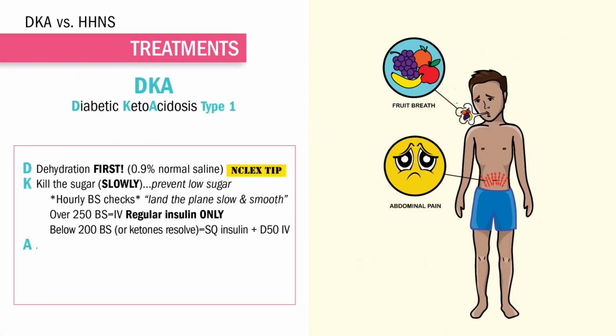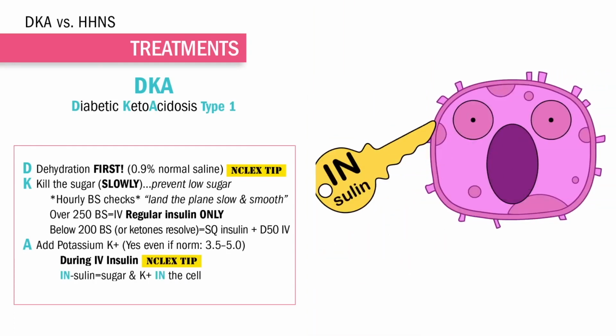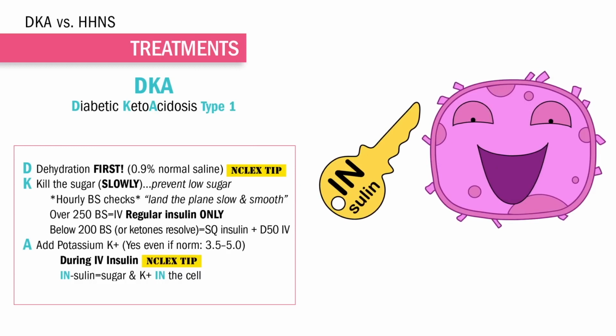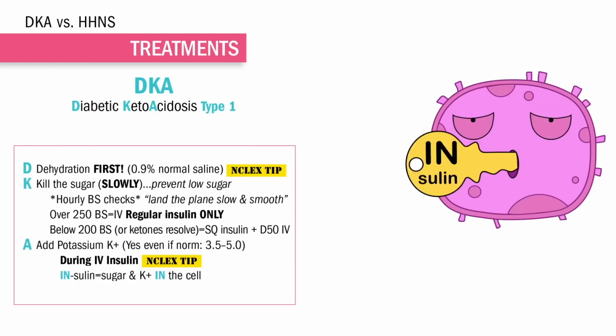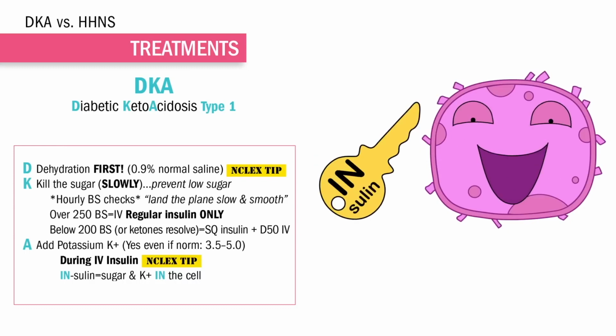Lastly, we add the potassium. Key word here, write this down. During IV insulin, not after, during, big NCLEX tip. And yes, even when potassium is normal between 3.5 and 5.0. Now you're probably asking yourself why. Well guys, remember, insulin puts sugar and potassium into the cell. So naturally both sugar and potassium drop together. So to prevent a potassium crash, we add potassium, sort of like how we add sugar.